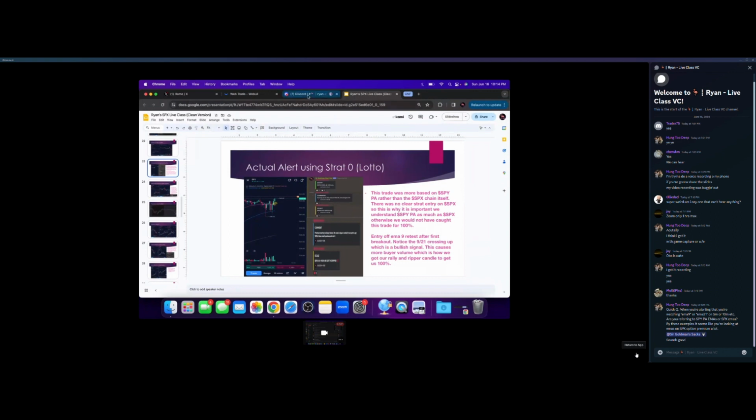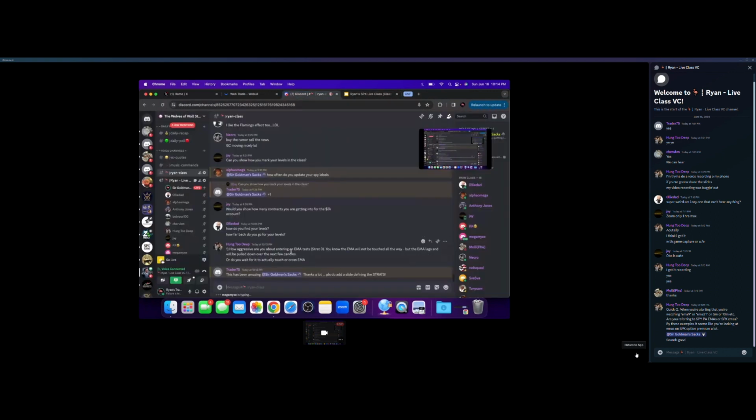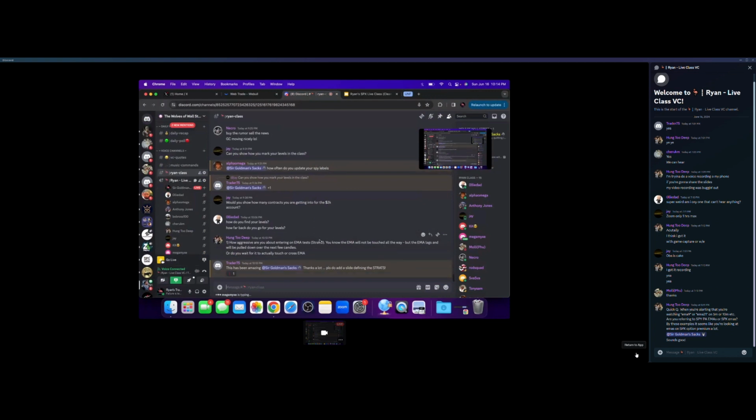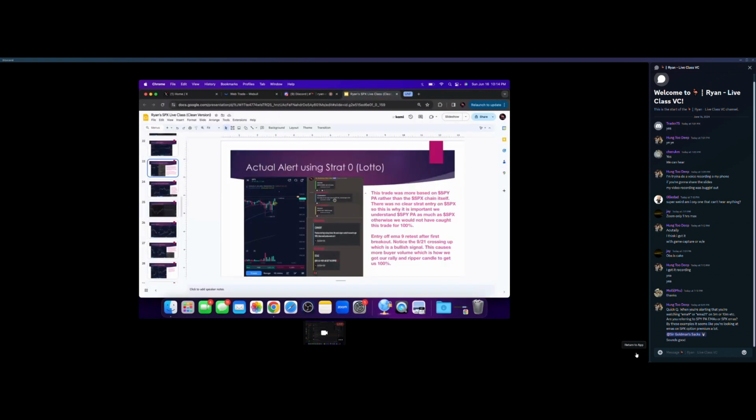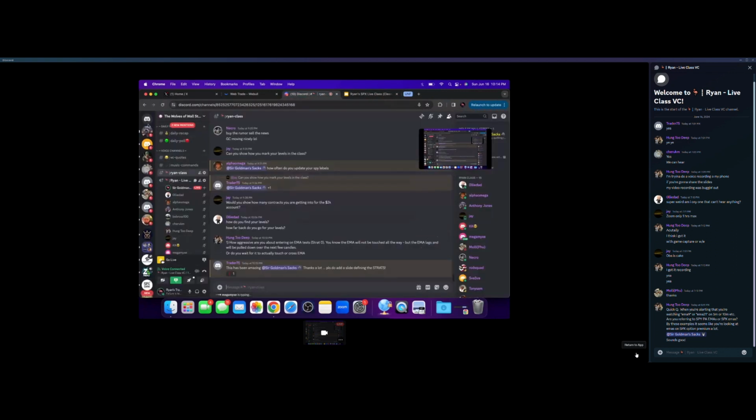So this is the slide that really goes over your question on how aggressive are you about entering on EMA tests. You know the EMA will not be touched all the way. It's if you have a strat entry. You have a good entry off SPY, then you're able to enter on XPX, even if it doesn't clearly have an entry. That's how you can know.